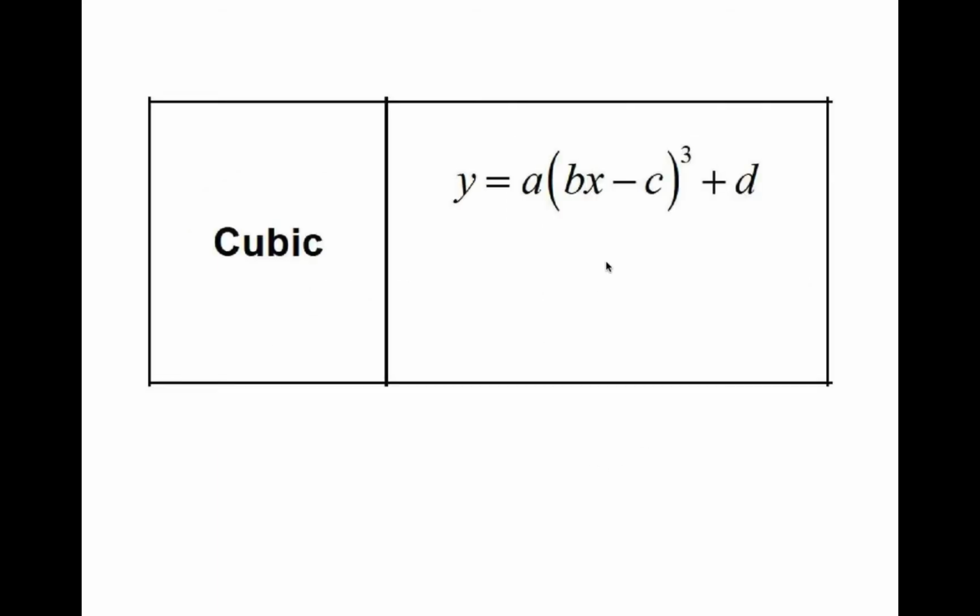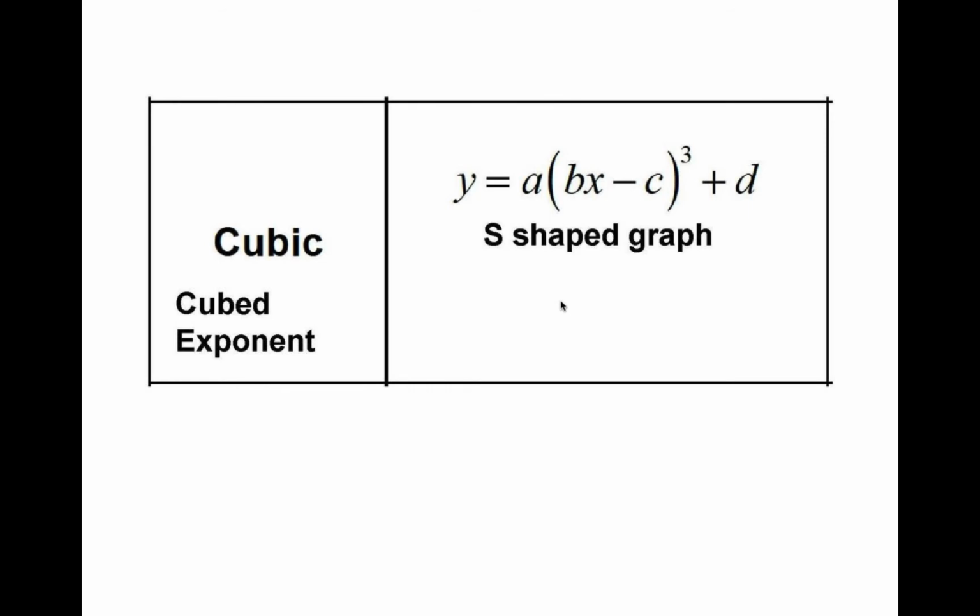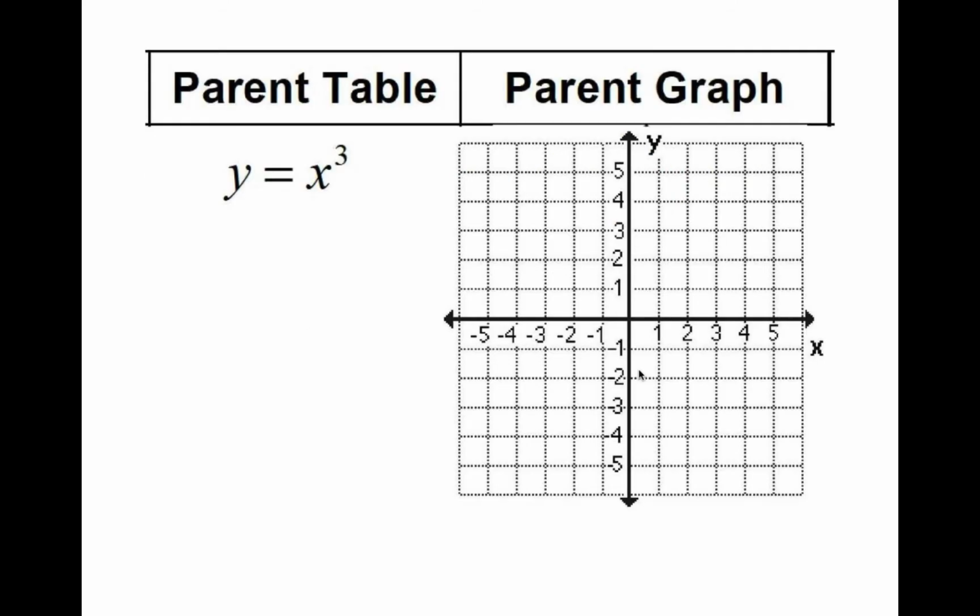All right, the cubic function, you'll know it's cubic when you have a cubed exponent, so no longer squared. This is going to be an S-shaped graph. Not sure why they call it S-shaped, they just do. So then the same thing applies. If this is negative, it flips on the x-axis and it has a vertex of (C, D).